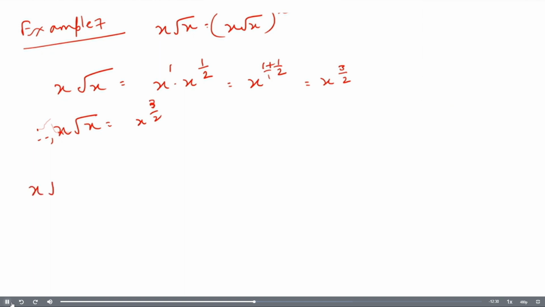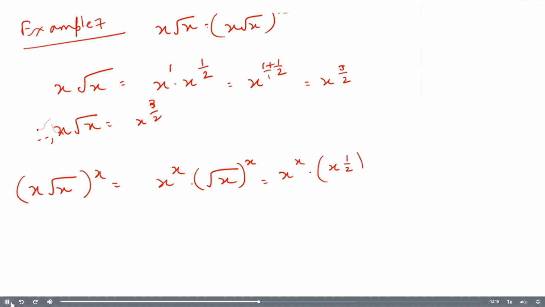Root x to the power x is equal to x to the power x into root x to the power x. That is x to the power x into x to the power 1 by 2 to the power x. This is equal to x to the power x into x to the power x by 2. This is nothing but x to the power x plus x by 2, which is x to the power 3x by 2. You have been given that x to the power 3 by 2 is equal to x to the power 3x by 2.